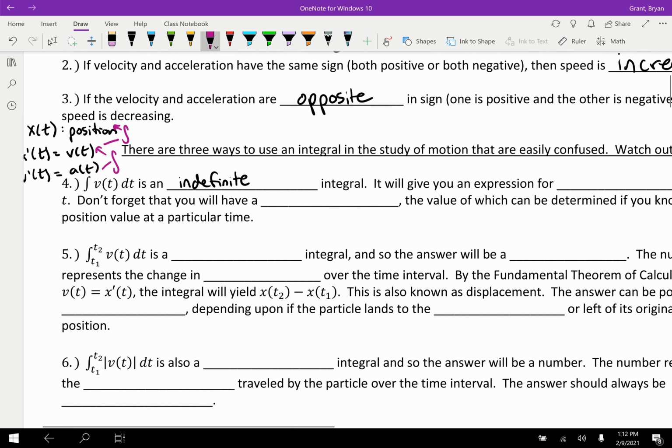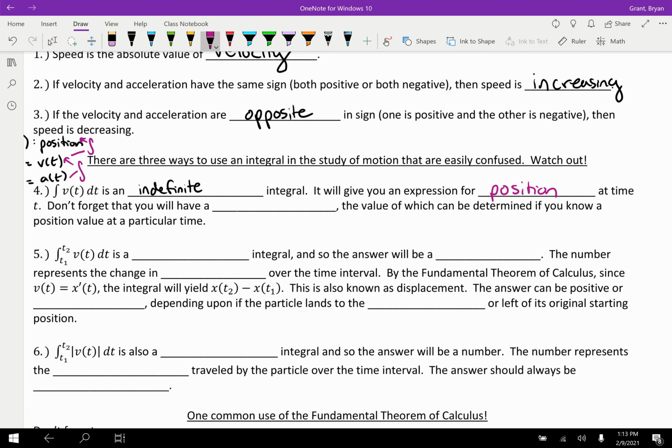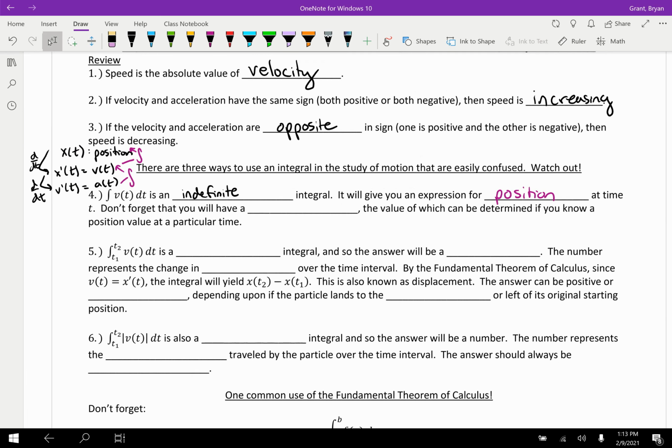And so, when we do the antiderivative of velocity here, it will give you an expression for position at some time t. However, don't forget that you will have a constant, or maybe you could say a plus c, because there are no limits of integration, and you might have to find that value of c, which is doable if they tell you something else about your particle. Maybe they tell you where it was located at a specific time, and you can plug in that value to determine the value of c.